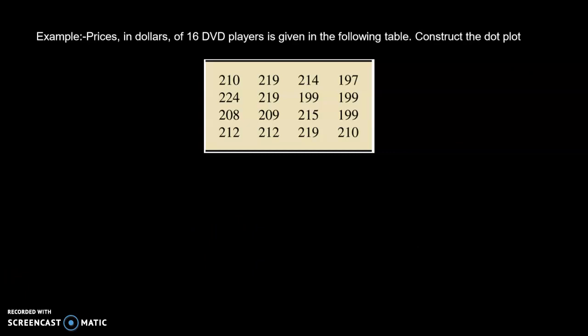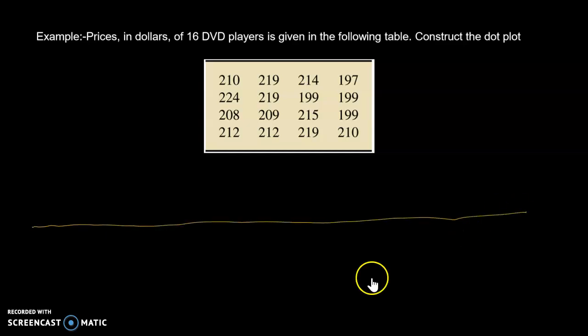a horizontal line. I try to make it as straight as possible. This is the horizontal line. First of all, you draw a horizontal line, and on this line you take some scale. While you take some scale, you make sure that this scale includes your minimum value and your maximum value.